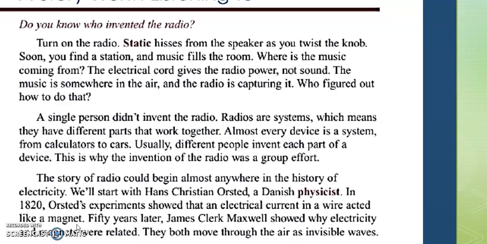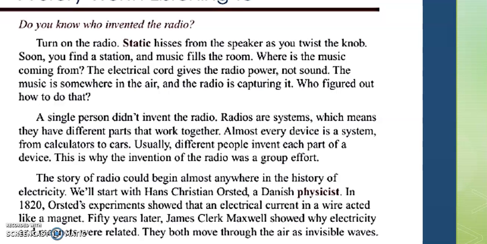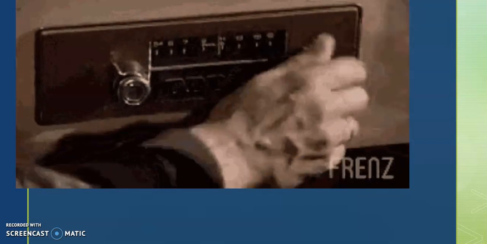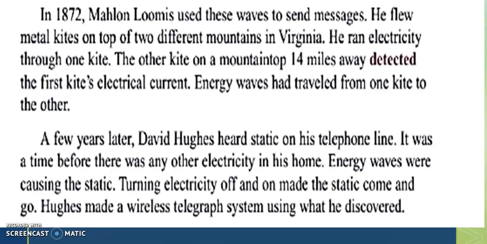Fifty years later, James Clerk Maxwell showed why electricity and magnets were related. They both move through the air as invisible waves. Radio is, in other words, magnetism and electricity together in waves. Repeat after me. Waves. Right?